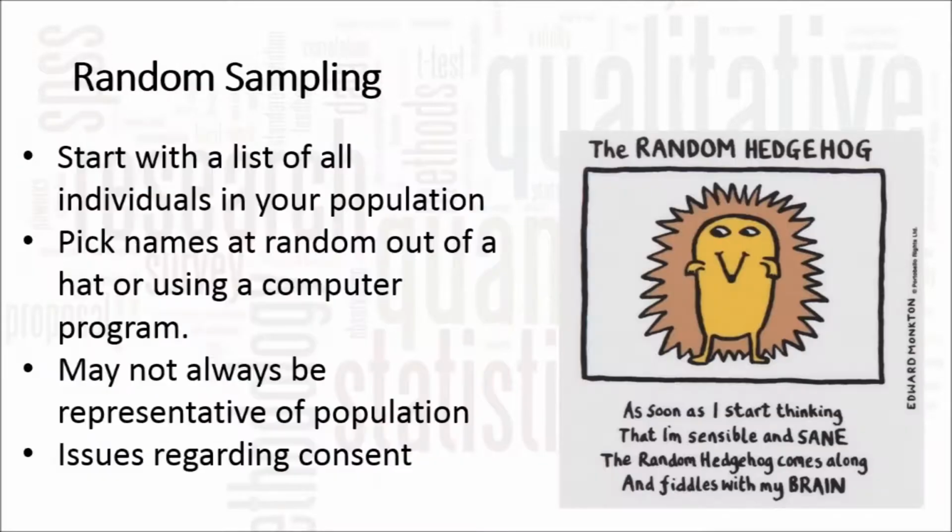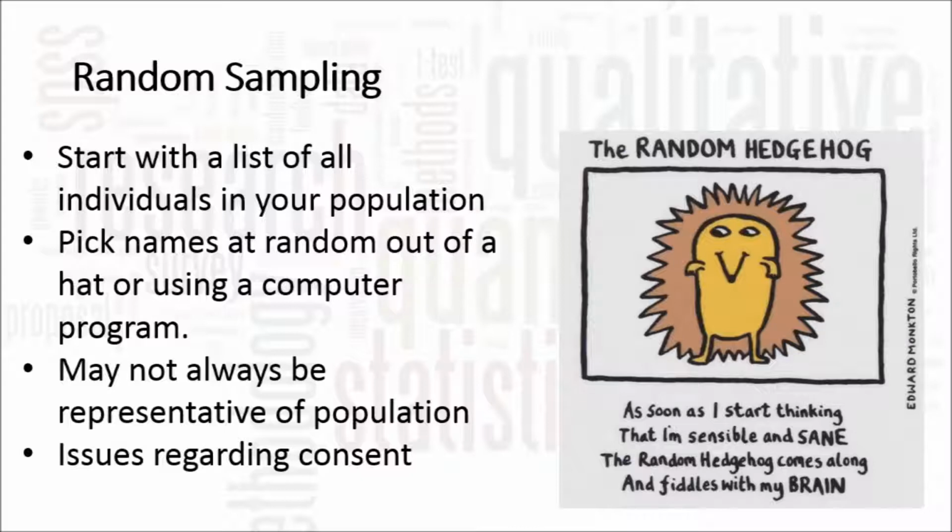There are many different ways to get a sample of our population, and one of these is by random sampling, and this is where we get a list of all the individuals in our population, and we may pick names at random from a hat or by using a computer program.